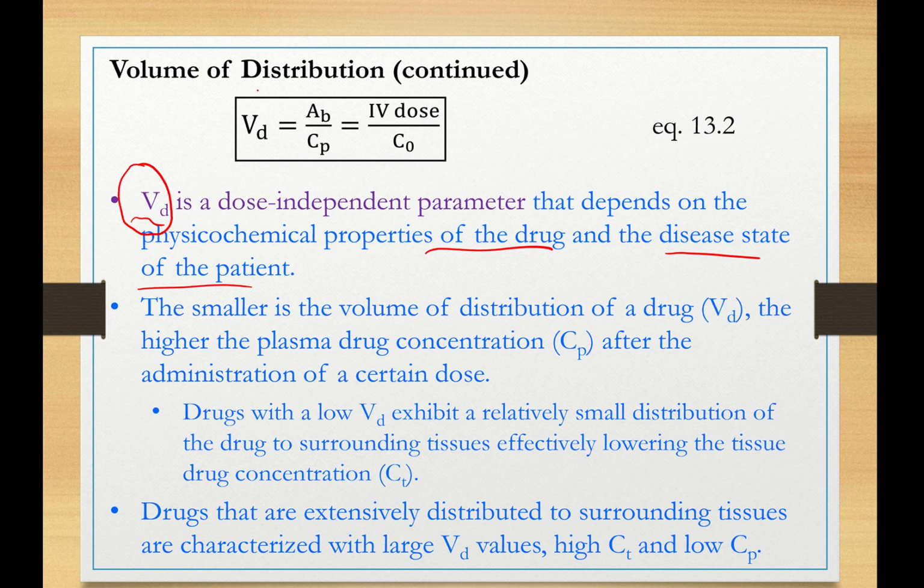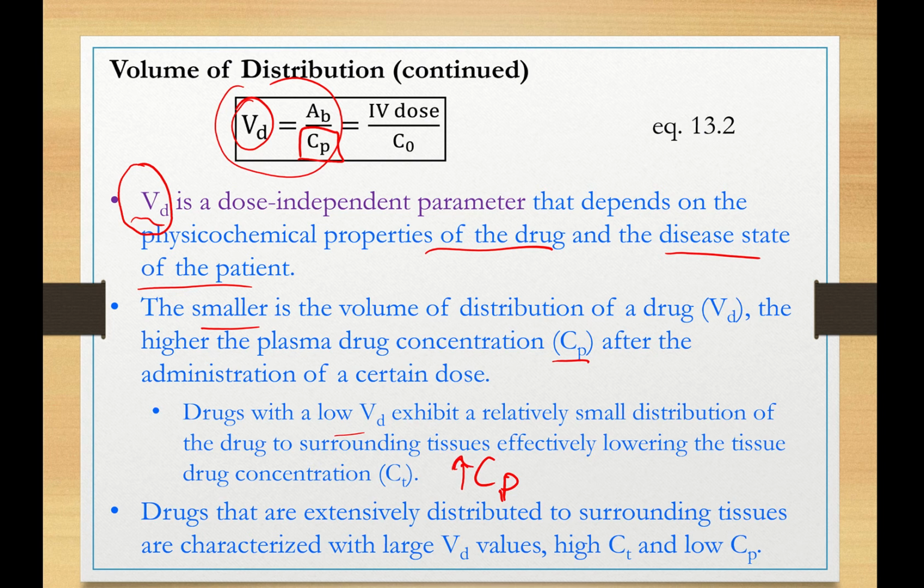Now, obviously, from the equation, the relationship here, if the volume of distribution of a drug is small, then the CP after administering a single IV bolus will be large, okay? Drugs with a low VD exhibit a relatively small distribution of the drug to surrounding tissues, effectively lowering the tissue drug concentration and, of course, effectively increasing the plasma drug concentration. We all understand that, right? So if the VD is low, that means the CP is high, right? And the CT, of course, must be low.